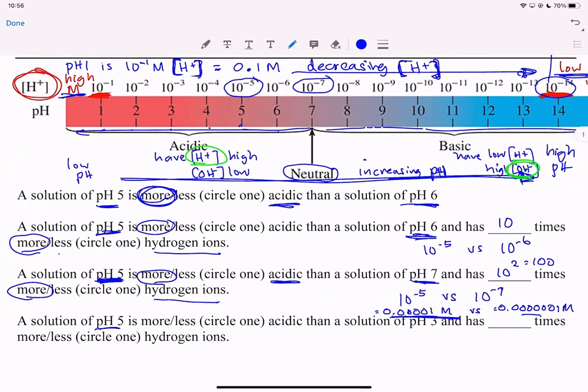And then let's take a look at this one, which is comparing the solution of pH 5, this time to a solution of, let me erase this, the solution of pH 3. Okay, so going to compare it to pH 3, well, now that solution of pH 3 is lower than pH 5. And so that means that the pH 5 solution is less acidic than the pH 3. Okay, so pH 3 is more acidic.